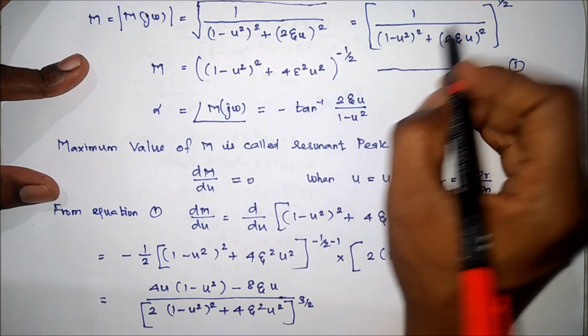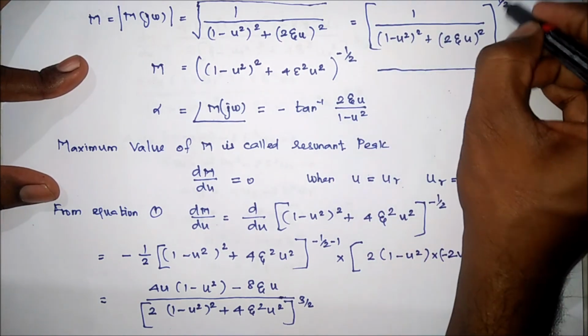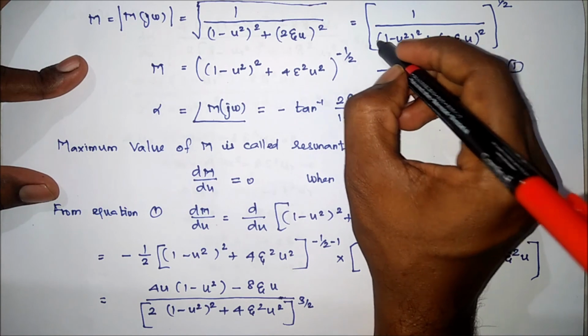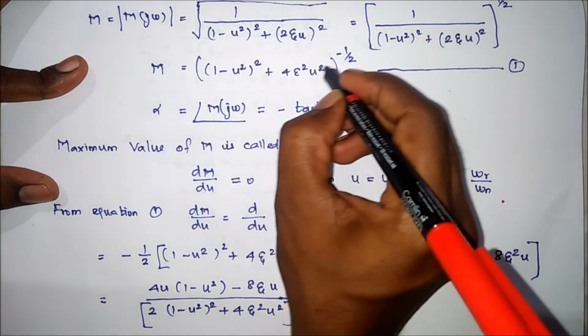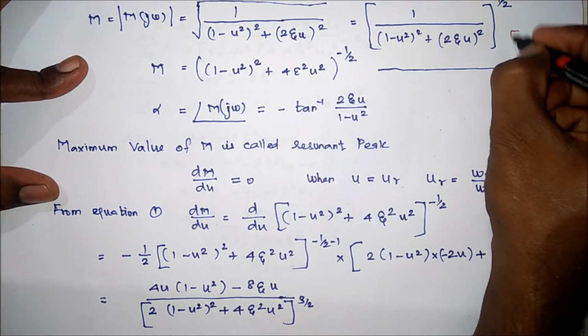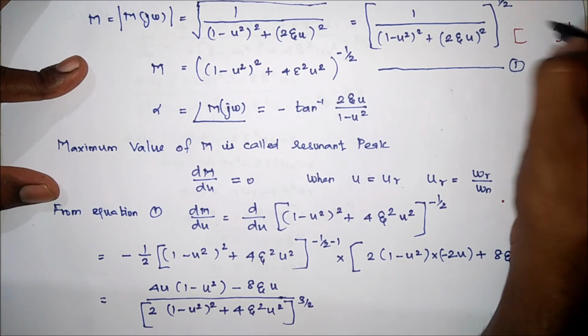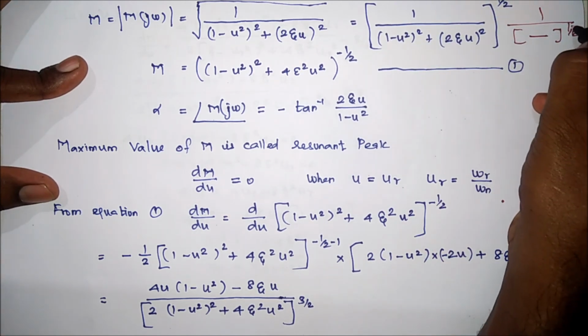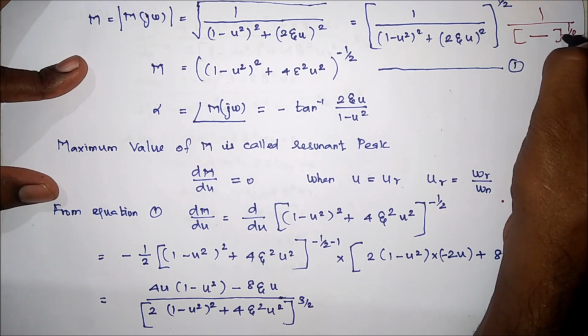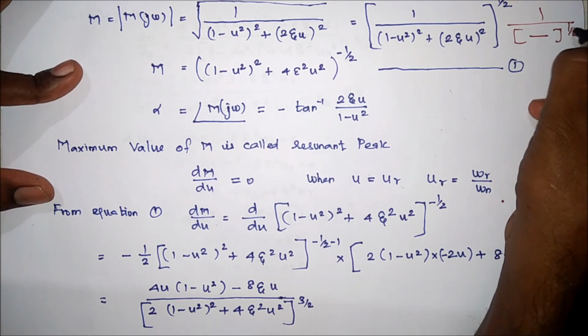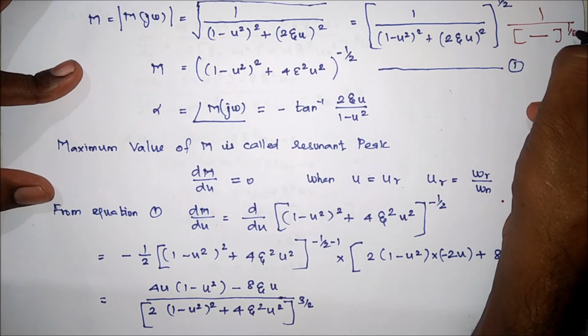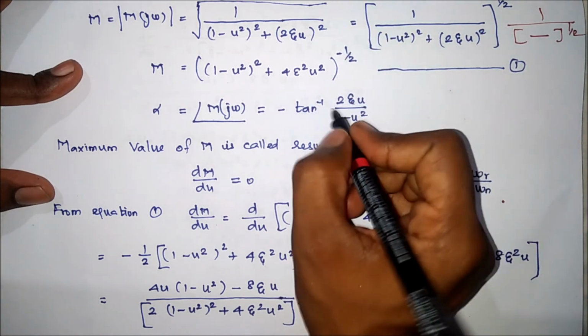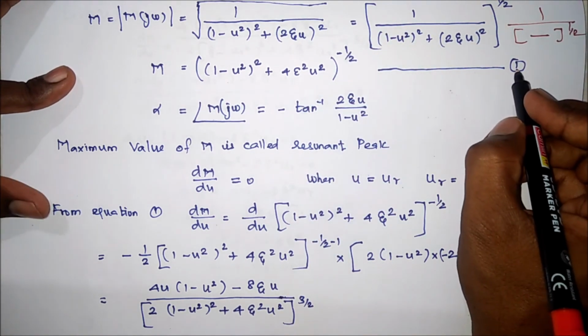Next, if we consider square root for this alone, we can write like this. So here it will become 1 divided by this into whole power 1 by 2. Now we have to take this into numerator. This 1 by 2 plus 1 by 2 will become minus 1 by 2. We can consider this as equation number 1.